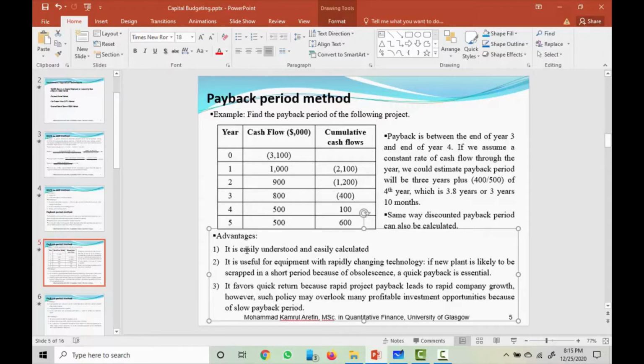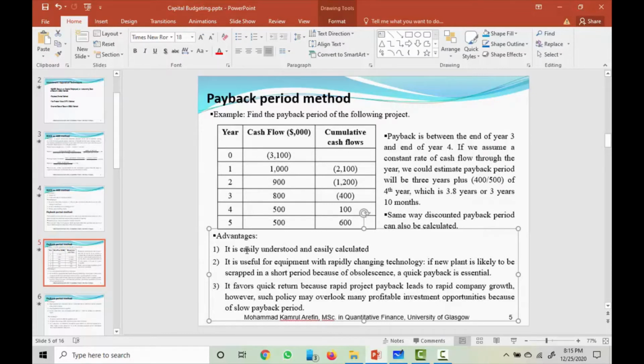For example, if you start a tea stall business, or if you start a grocery business, you may use this method if you do not have any financial knowledge. If you do not have any financial knowledge, you can easily use this method. As I said before, this method is the most commonly used method.